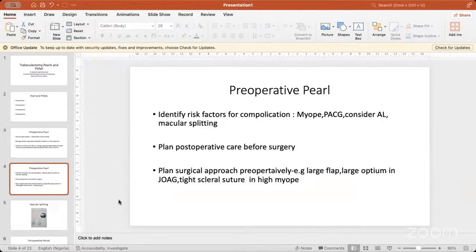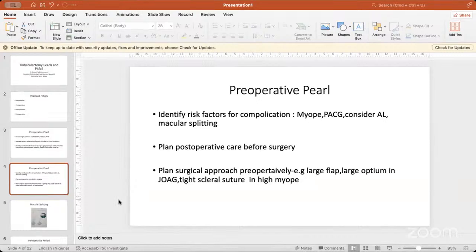This is a young patient who has been on anti-glaucoma medication for so long. Then I will have to start thinking of high-FFU injections, frequent hospital visits, planning a large PLAF, large osteum. So you must have this even before you start the surgery, and you also plan your surgical approach preoperatively.